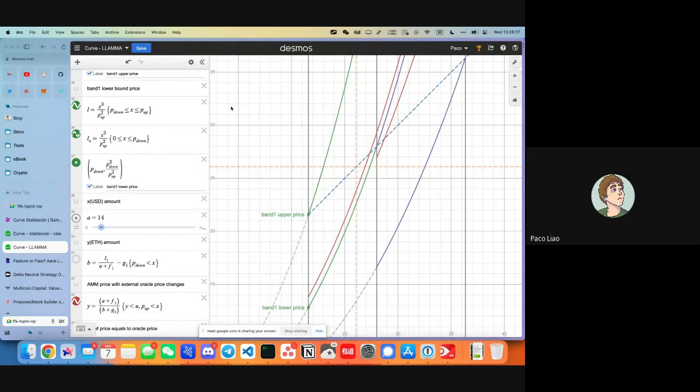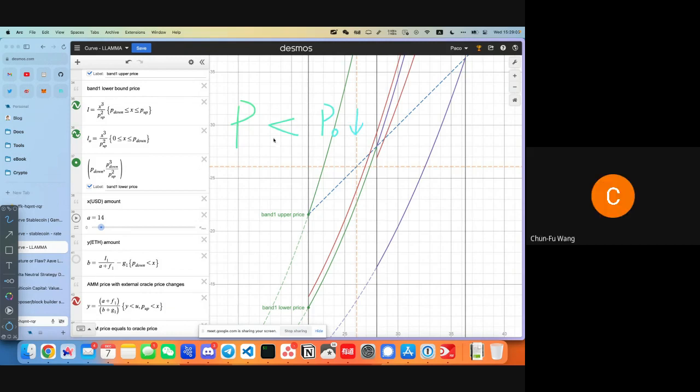This won't happen because, with the external price, as you said, the external price is dropping very fast. The market price will actually drop even faster than the external price. So the market price will always be lower than the external price, even if the external price is dropping very fast. Does that still hold after the external price is lower than the lower price of your band?